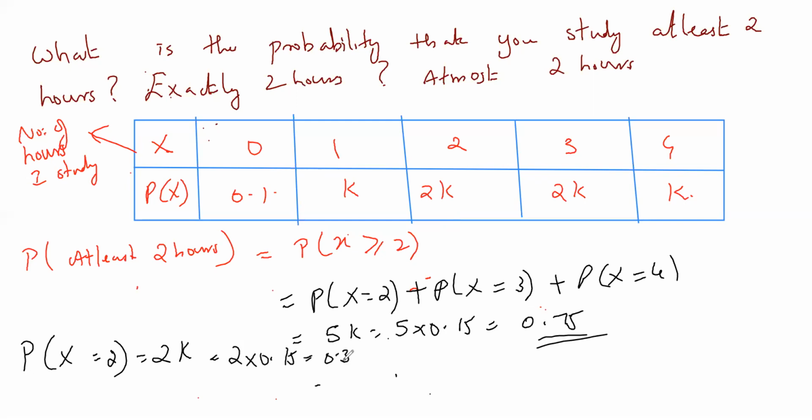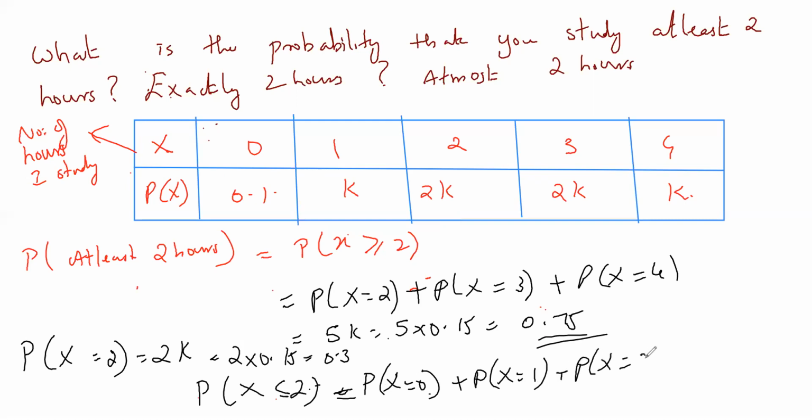The last case, at most. So maximum we are studying for 2 hours. So x less than or equal to 2. So it can be either 0 hours I'll study, then 1 hour I can study, maximum I'll study for 2 hours. 0 hours means 0.1. x is equal to 1 is k, this is 2k. And k value is 0.15. So 0.1 plus 3 into 0.15. This is 0.55. That's all.